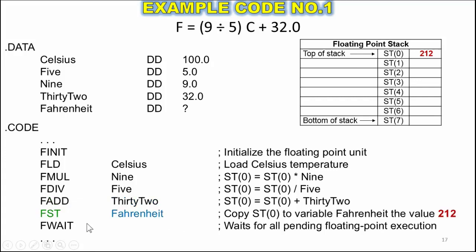The next command, fst Fahrenheit, copies the value of the floating point stack at register ST at index 0 to the variable Fahrenheit. Therefore, the variable Fahrenheit contains the value 212.